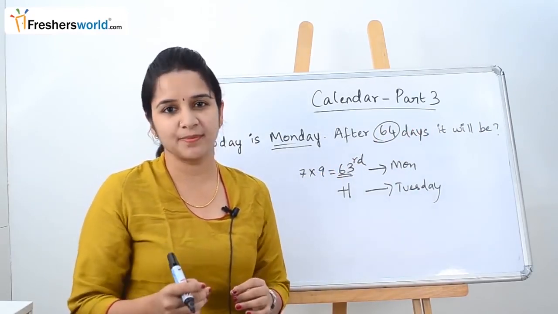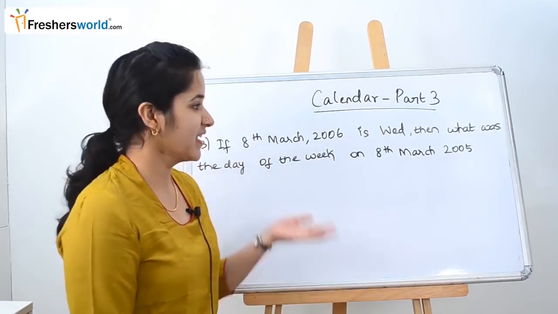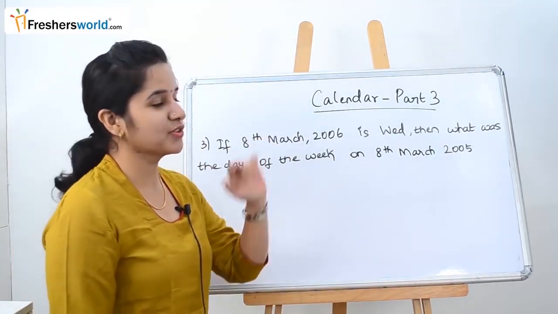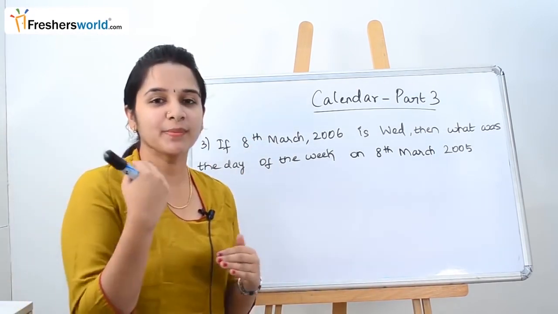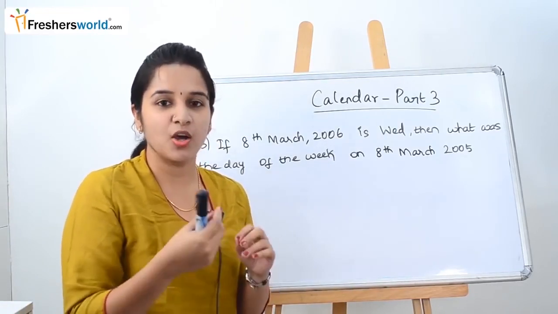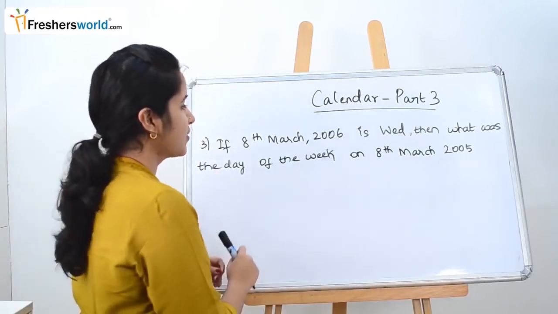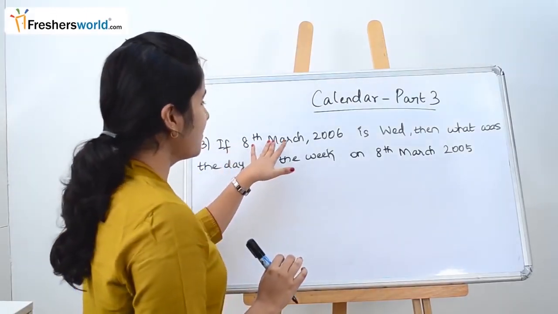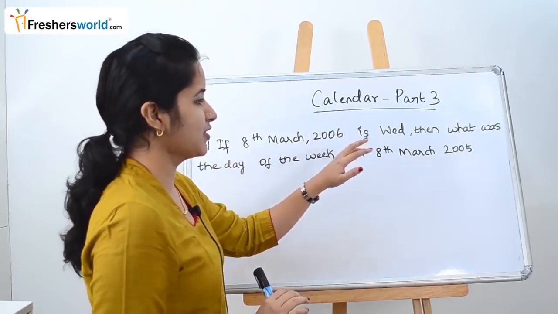Let's just solve another sum. The next question that they've given us: if 8th March 2006 is Wednesday, then what was the day of the week on 8th March 2005? It's very simple. So how do we do it? Whatever we were doing before, we went forward and added the number of odd days. Now we are going to do the same thing, but with a small change: we are going to subtract.